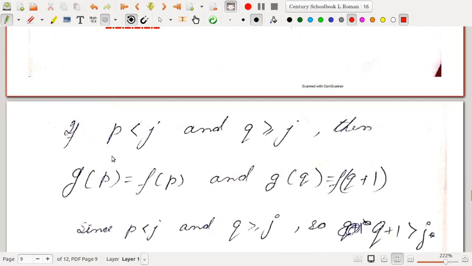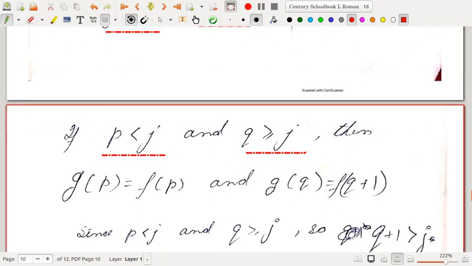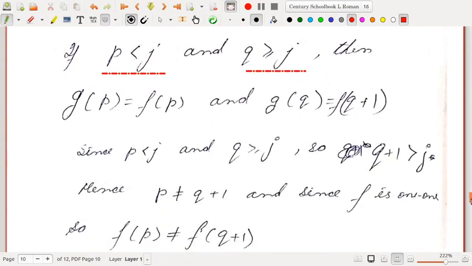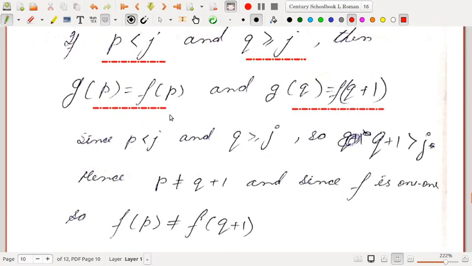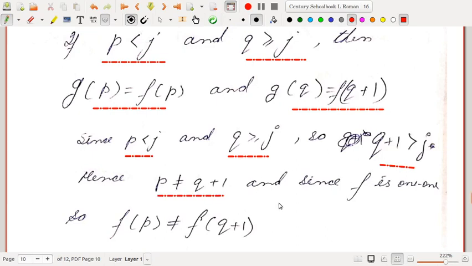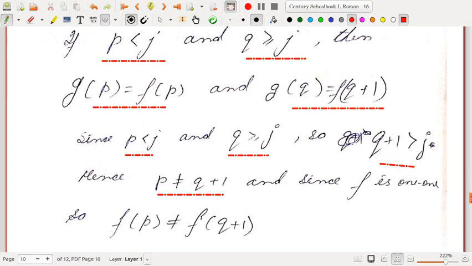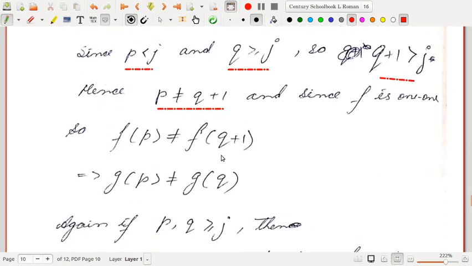Then it may happen that p is less than j and q is greater than or equal to j. So in that case, what will happen? g of p will be f of p, but g of q will be f of q plus 1. Now p is less than j and q is greater than or equal to j, so q plus 1 is strictly greater than j, right? So p is strictly less than j and q plus 1 is strictly greater than j. So obviously p and q plus 1 cannot be equal. And since f is 1-1, f of p is not equal to f of q plus 1. So g of p is not equal to g of q.